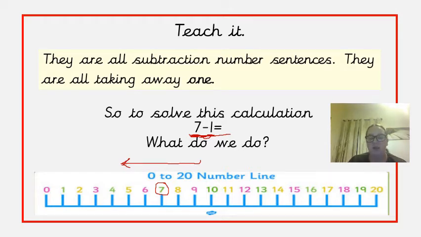So we're going to start on 7. We're going to take away 1. So here I am, I'm on number 7, and I'm going to do 1 jump, remembering that we're going that way, to number 6. So the answer must be 6. 7 take away 1 equals 6. Does everyone understand that we go different ways when we're adding and subtracting? Because the number gets bigger if we're adding, smaller if we're subtracting. Okay, let's move on then.